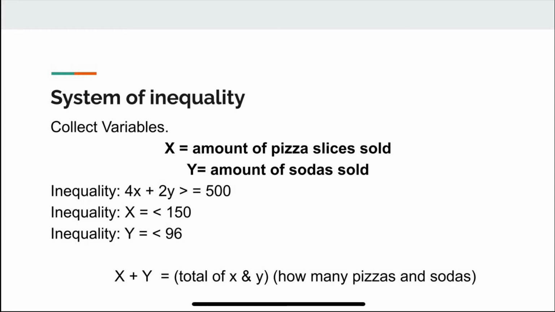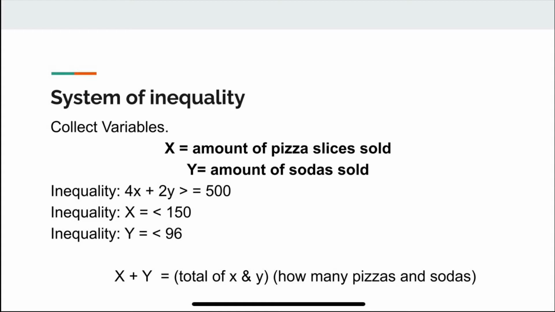Since we know that one pizza is $4 and one soda is $2, and SLA needs a total of $500 or more to reach their goal, we can create an inequality from that information. We will define x as the number of pizzas and y as the number of sodas. This will get us the inequality of 4x plus 2y is greater than or equal to 500.